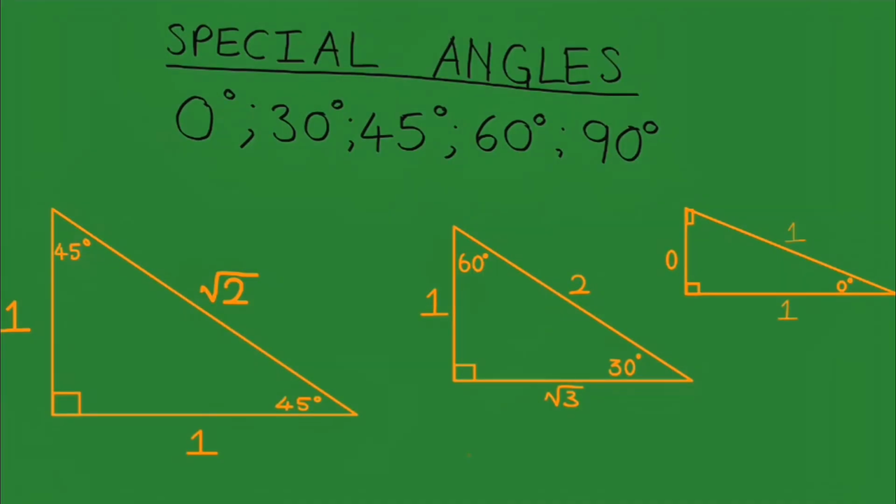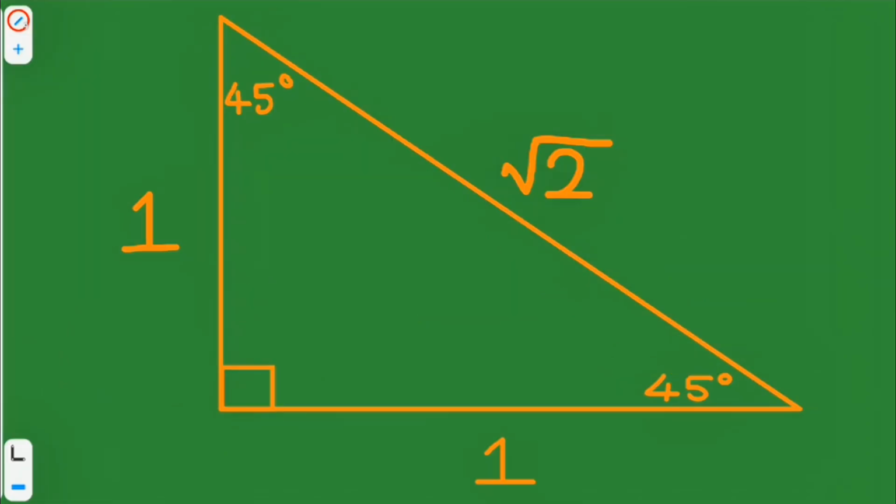Special angles. We've got special angles of 0, 30 degrees, 45 degrees, 60 degrees, and 90 degrees. Now let's start with the first triangle. The first triangle is an isosceles triangle. This side right here is equal to this side. What you need to remember is these equal sides are equal to 1.